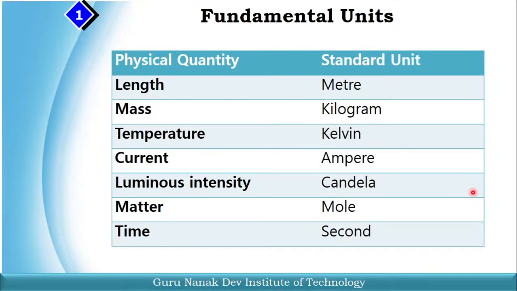Now there are some fundamental units. There are 7 fundamental units through which all the other units are derived. So these are the standard units. First is length. You know length is measured in meter. Then mass. It is measured in kilogram. These are the SI units.